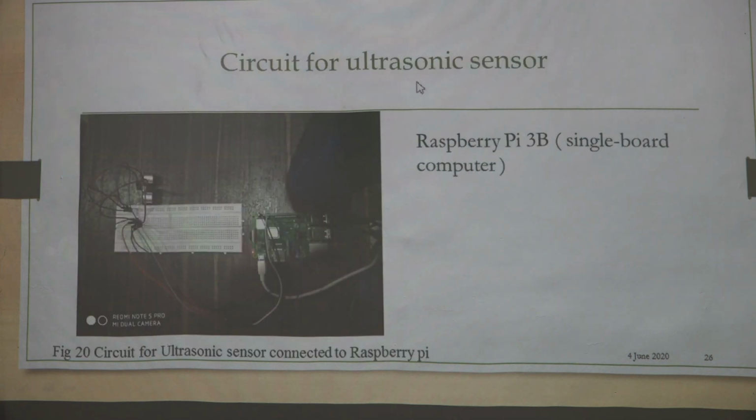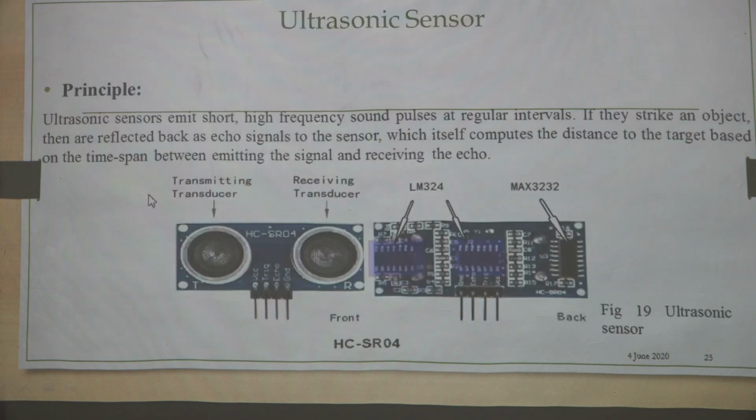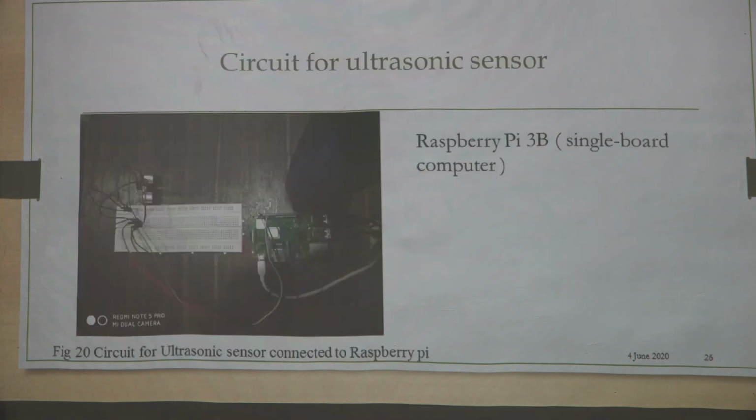Here the circuit is again prepared at our institute, and it consists of a Raspberry Pi 3B circuit. Here also you can see the two transducers, one receiving and the other transmitting. What is the use of this circuit? This circuit is deployed at the actual site, so there is no computer requirement at site. By using this Raspberry Pi circuit we can take the output.